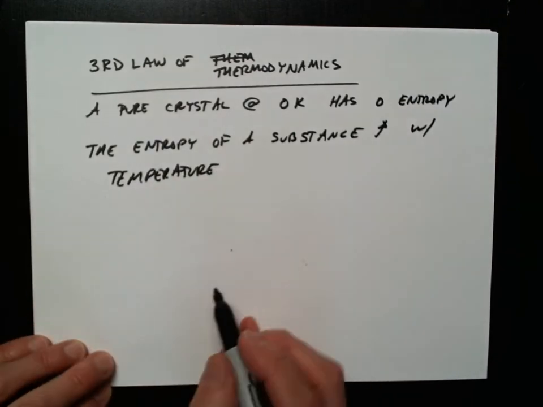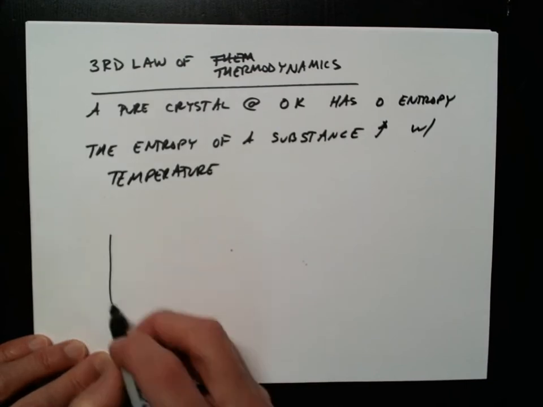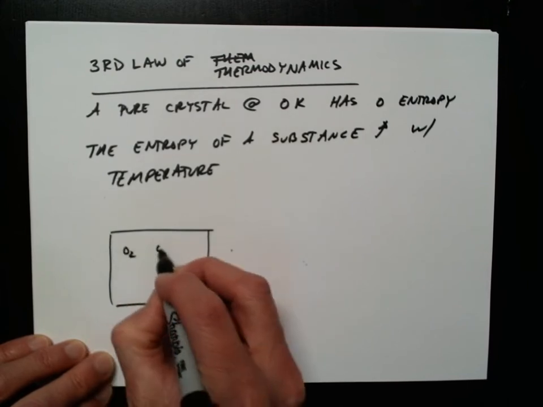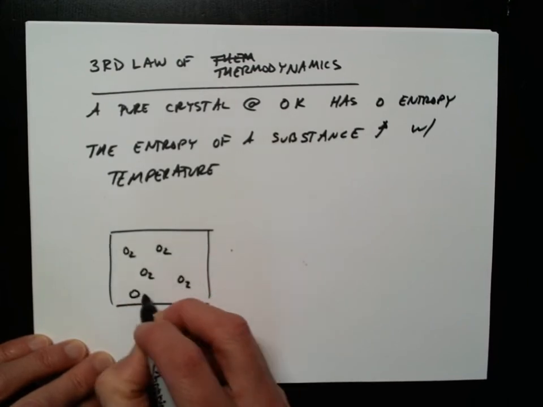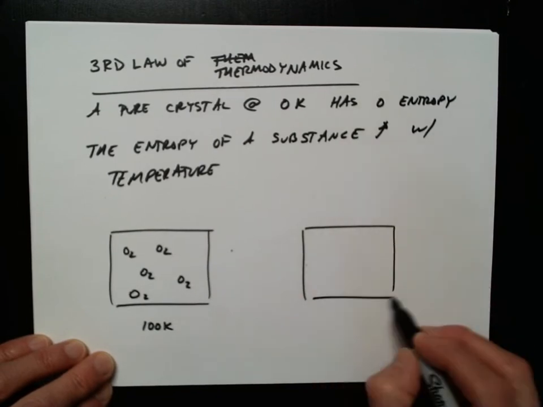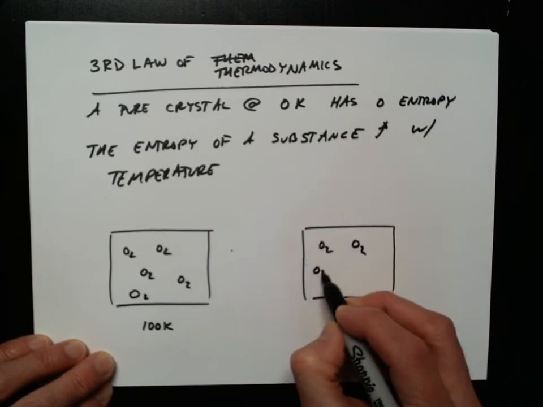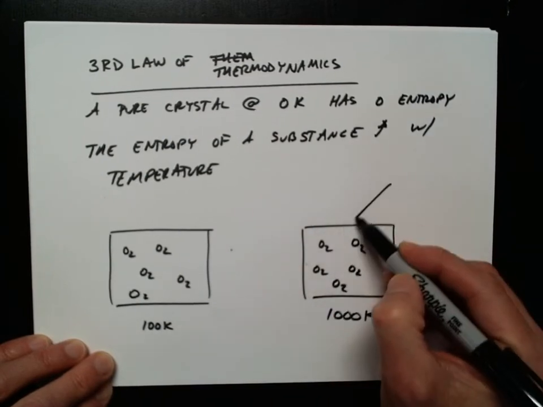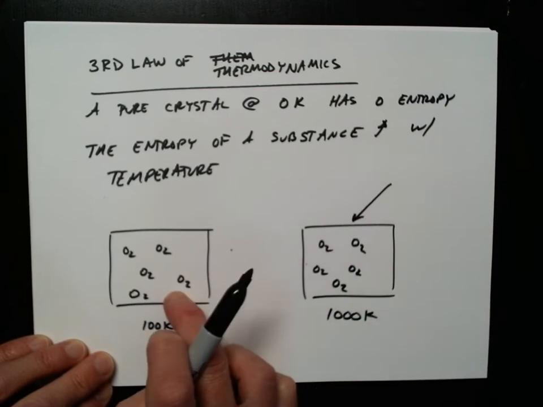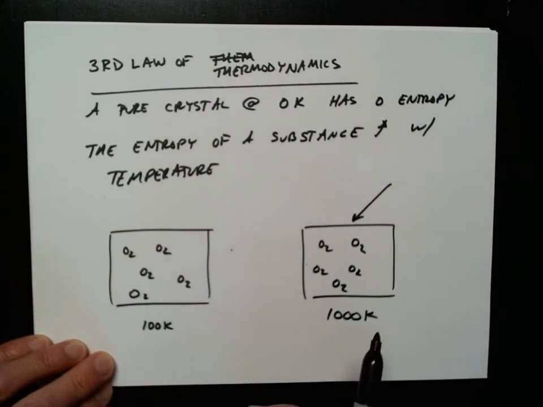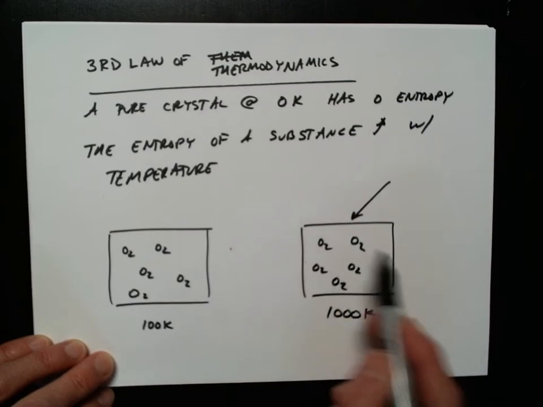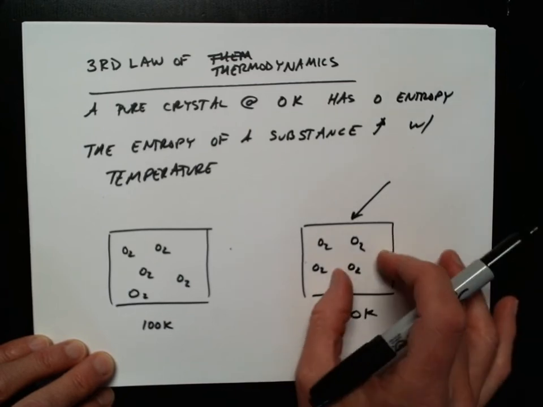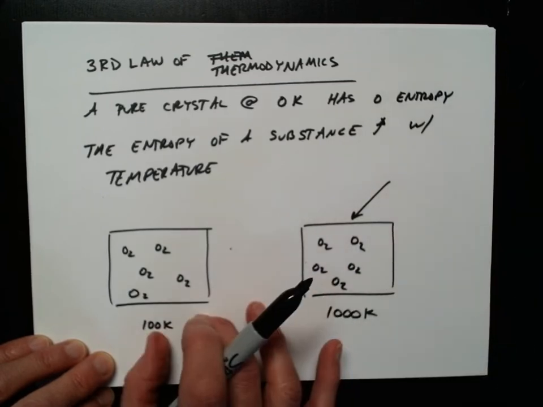So for example, if I have a gas, we'll just say a gas at 100 Kelvin, so it could be oxygen gas, versus the same gas at 1000 Kelvin, this gas is going to have a higher entropy than this one. So entropy scales, so to speak, with temperature. The motion, the ability of the particles at the higher temperature to be mixed up, is much greater than it is at a lower temperature.